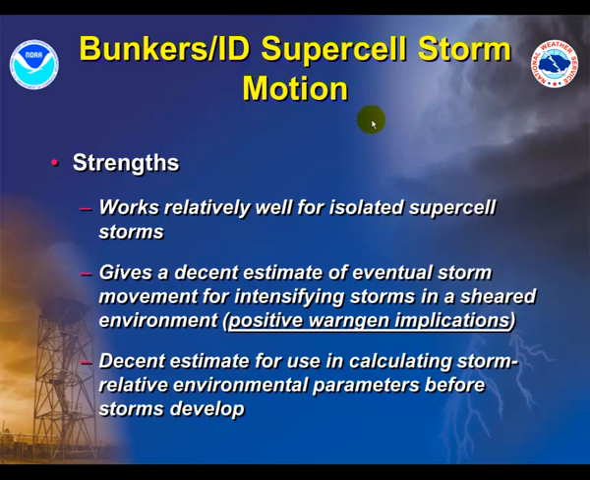So obviously that has potential positive warn gen implications, and you should have the Bunkers ID method supercell estimates on your warn gen pane to help with orienting polygons. We warn a lot of times for storms that are just intensifying and not rotating, not really organized at the point we're warning for them. But we have to figure out what it's going to look like 30, 45 minutes in advance. And looking at it in a sheared environment, we can use Bunkers to give us an idea of how to enlarge a polygon and encompass that storm. And it's a decent estimate for use in calculating storm relative environmental parameters before the storms develop.